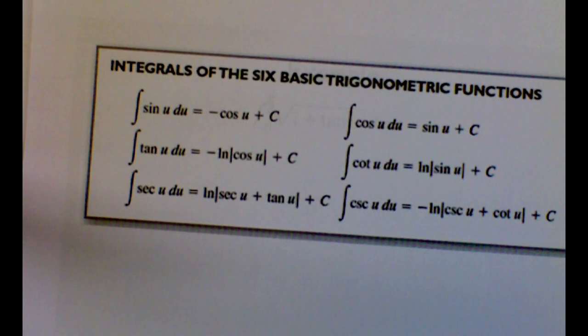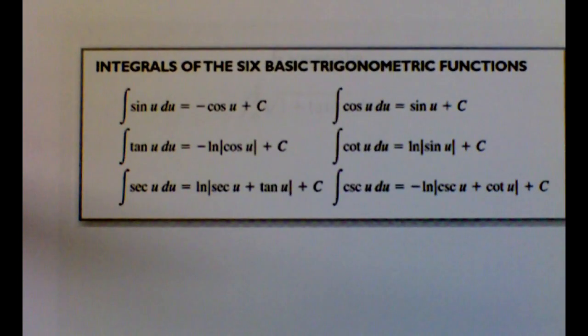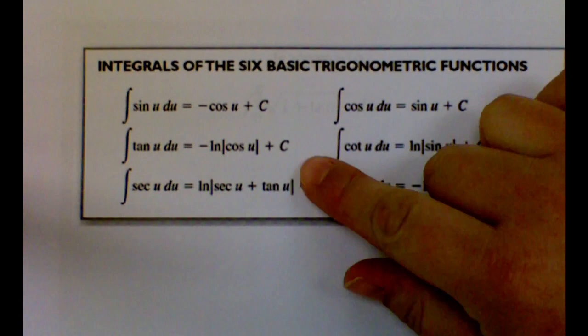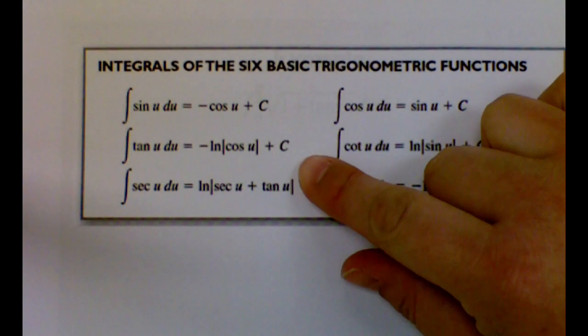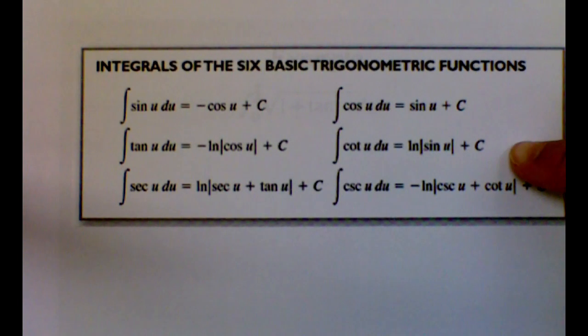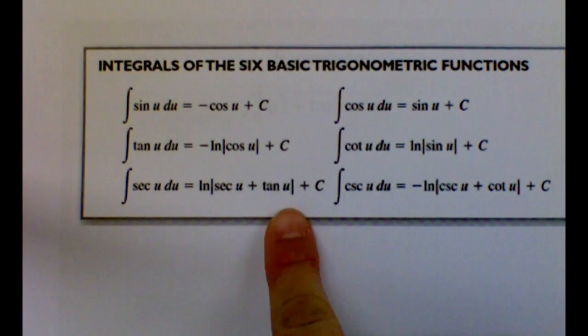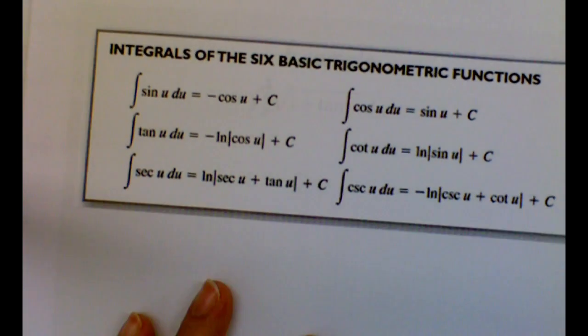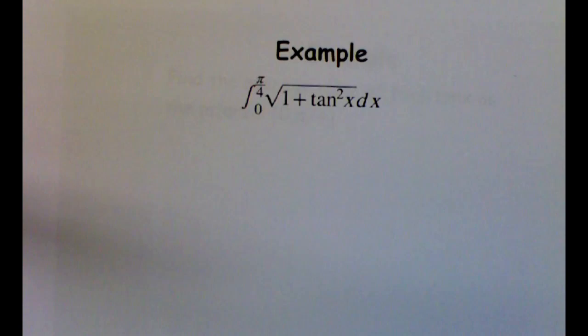But there are 6 basic integrals of our trig functions. The antiderivative of sine is negative cosine plus c. The antiderivative of cosine is sine plus c. The antiderivative of tangent of u is negative natural log of the absolute value of cosine of u plus c. The antiderivative of cotangent of u is natural log of the absolute value of sine of u plus c. Secant, we just saw that one. Cosecant is very similar, except that there's a negative out front, and with cosecant and cotangent.